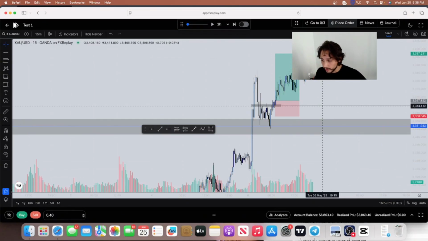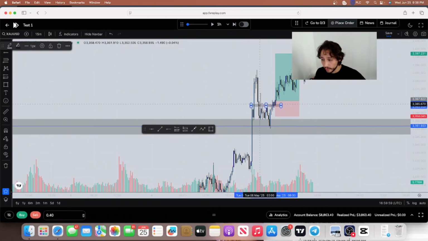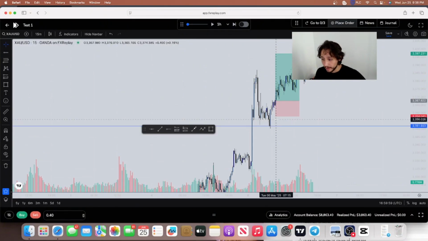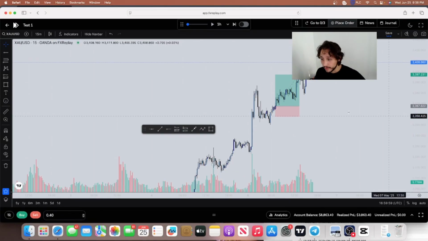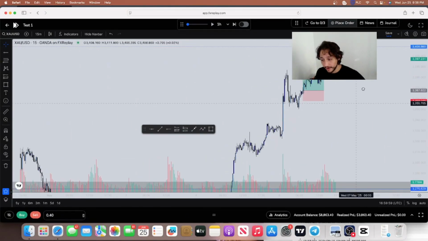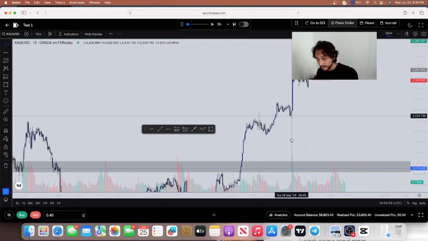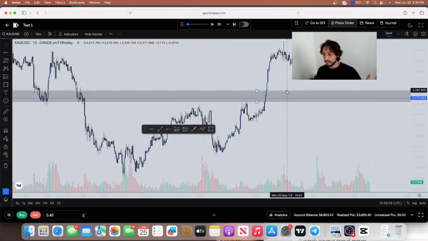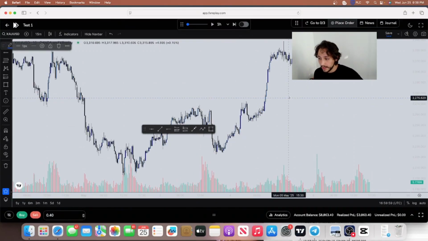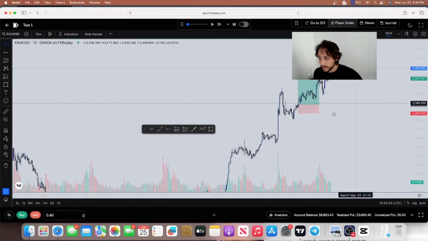You guys see how clear it is? All I'm waiting for is a reaction towards major zones, a closure above minor zones, and taking the trade. Look at this, a buy position here, 1 to 3, another 1 to 3, and another 1 to 3. Beautiful. Cannot make this up. So that is 3 trades.